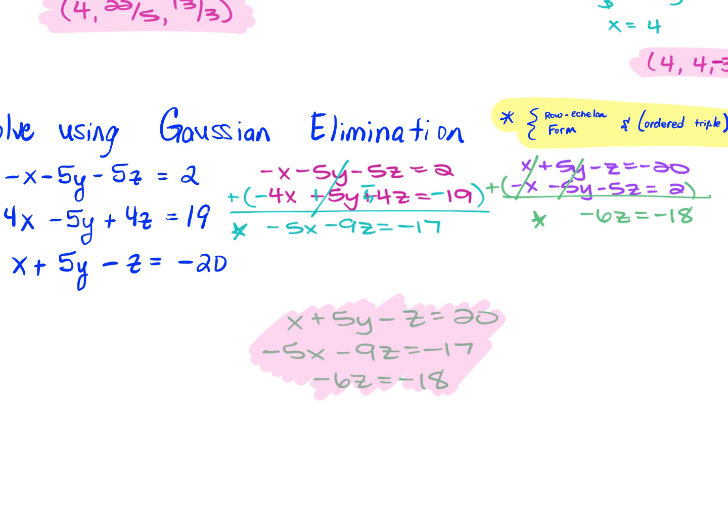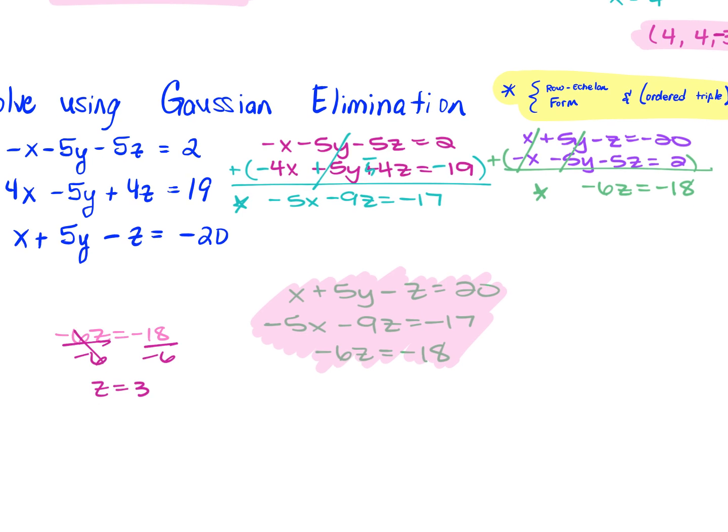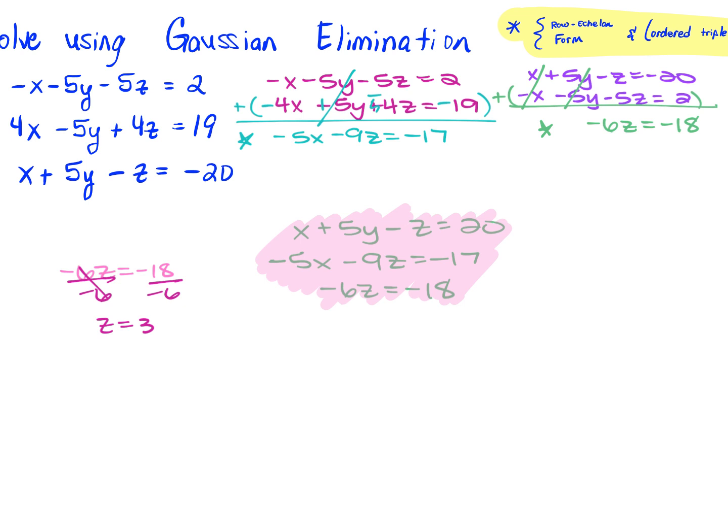If we use back substitution with what we have highlighted here, we're going to start with the negative 6z is equal to negative 18. Divide each side by the negative 6, and you get that z is 3. From here, use your new number 1, the negative 5x minus 9z is equal to negative 17. Solve for x. If we plug this in there, we're going to have negative 5x minus 9 times 3 is equal to negative 17. The negative 9 times 3 gives us negative 5x minus 27 is equal to negative 17.